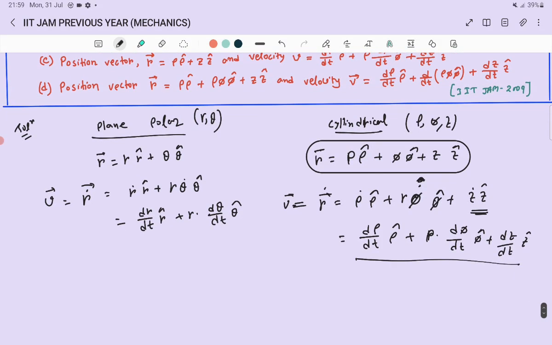But if you can remember the result for spherical coordinate also, then it will be better. For spherical coordinate also you should remember, but at least these two, because if you know plane polar coordinate system, just add the z component. Simply z component. For position it is z, for velocity it is z dot, and for acceleration it is z double dot.